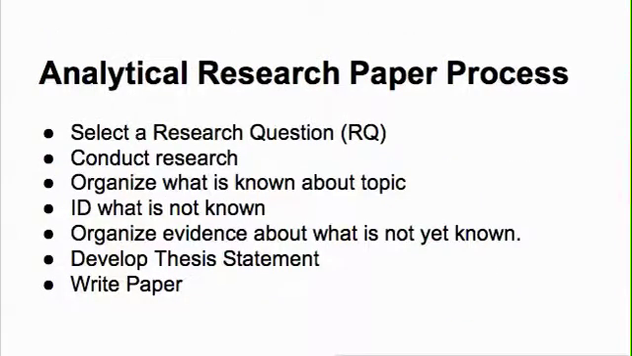So the process for this paper is you're going to select a research question, you're going to conduct the research, and your thesis statement may change while you're doing that. You're going to organize what is known about the topic, and you're going to write that up in your literature review, and then you're going to identify what is not known. So we do know that Photoshop has this effect on certain things, but what we don't know is blank. And then you're going to make a prediction or a suggestion about what we don't know based on research. So what does the research suggest? Then you're going to write your paper.